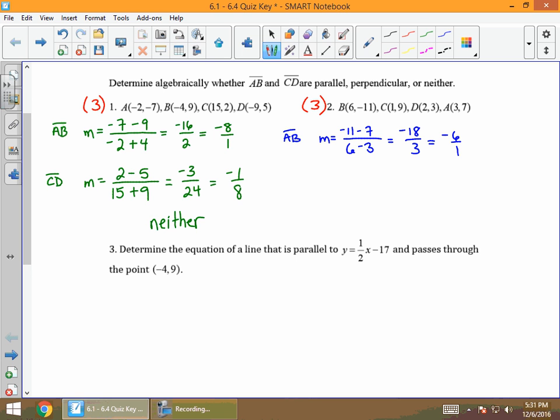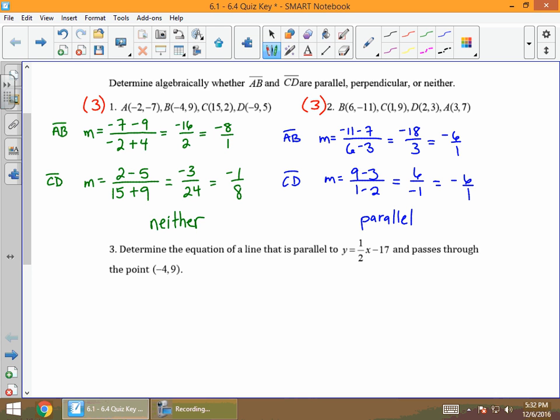Okay. And for CD, y's on top, so 9 minus 3. Then the x's are 1 minus 2. So 9 minus 3 is 6. 1 minus 2 is negative 1, which is negative 6 over 1. So the slope of AB is negative 6 over 1. The slope of CD is negative 6 over 1. They are the same slope. And if they're the same slope, they are parallel.